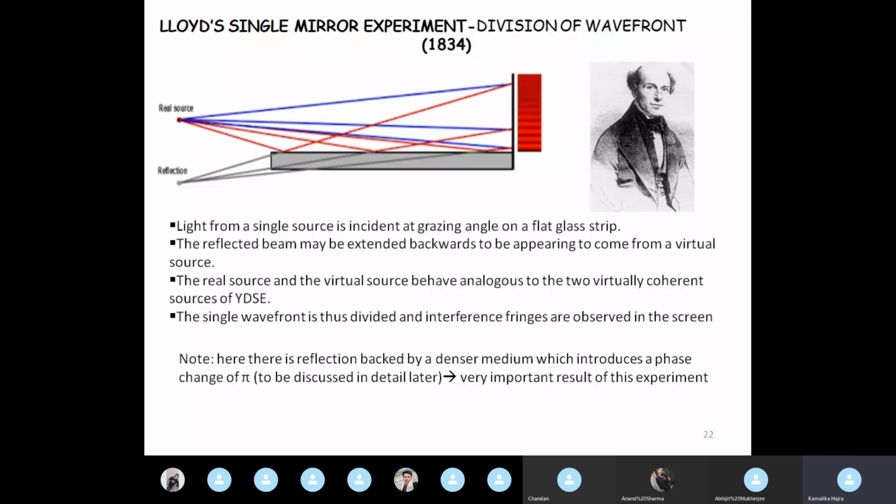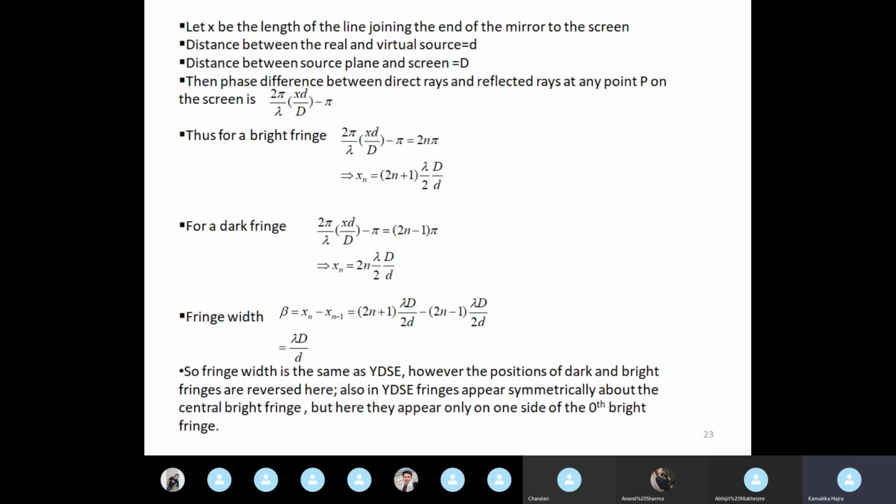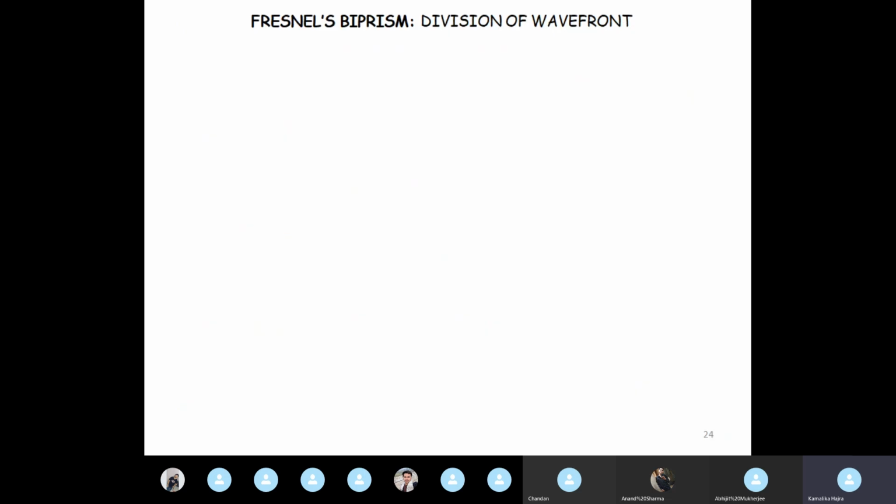Okay, and then we gave the mathematical expressions for the condition of bright fringe and dark fringe, and we saw again that the fringe width in this case is lambda D by d, same as Young's double slit. The only difference is that the positions of dark and bright fringes are interchanged, and in Young's double slit the fringes appear symmetrically about the central bright fringe, whereas here they appear only on one side of the 0th bright fringe.